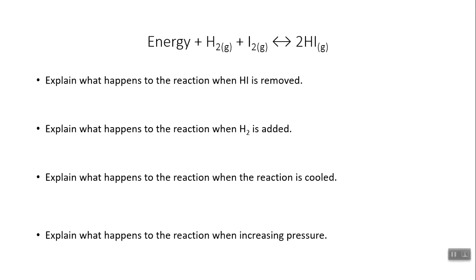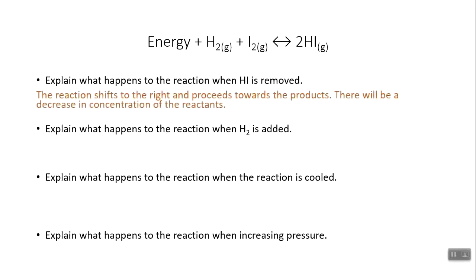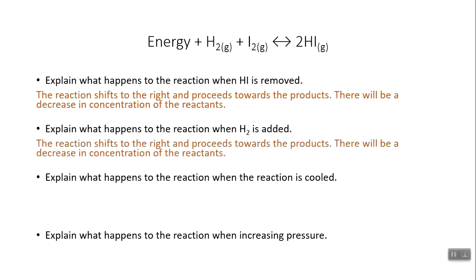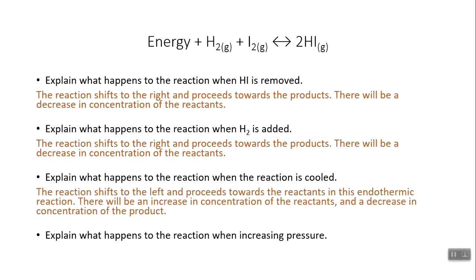Explain what happens to the reaction when HI is removed. Well, when HI is removed, the reaction shifts to the right, towards the product, and the concentration of the reactants will decrease. Explain what happens to the reaction when H2 is added. When H2 is added, the reaction shifts to the right, and there will be a decrease in concentration of the reactants. And what happens to the reaction when the reaction is cooled down? Well, the reaction will shift to the left, towards the reactants. There will be an increase in concentration of the reactants and a decrease in concentration of the product.